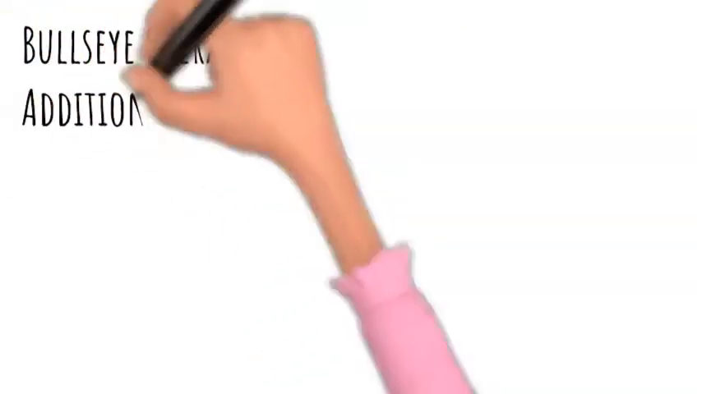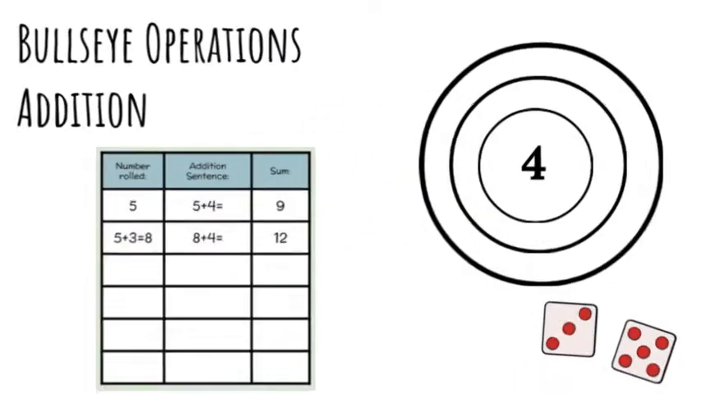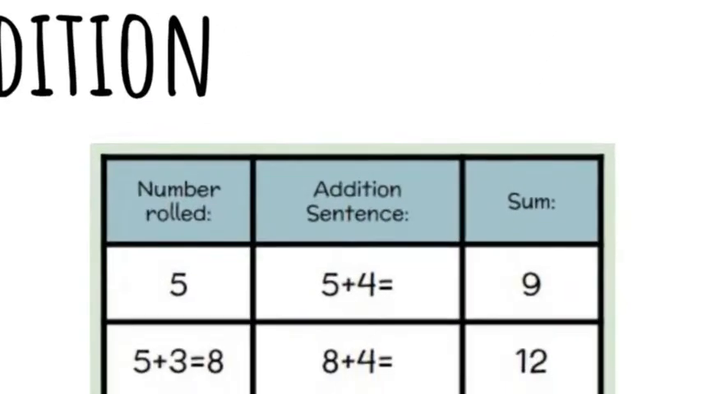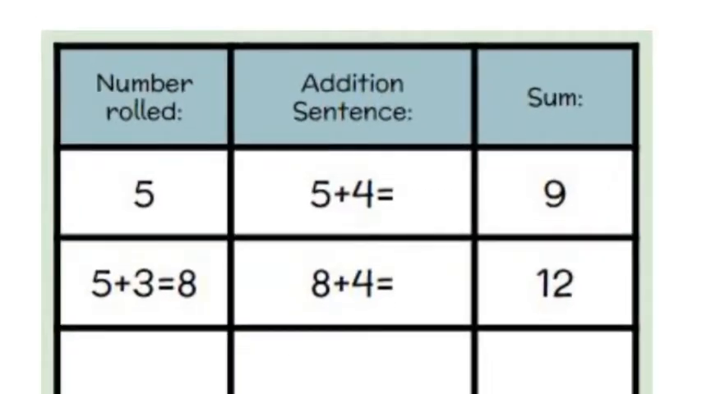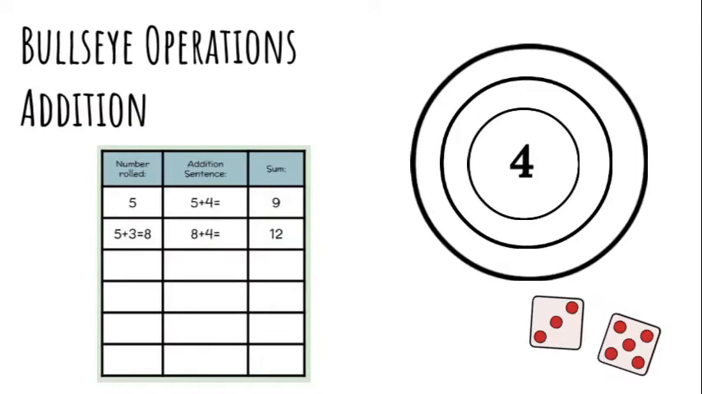Let's look at an addition example. If my bullseye number is 4 and I roll a 5 on my die, I would then write my addition sentence 5 plus 4 and write the sum 9. If I rolled 2 dice, then I would first add my 2 dice to find my dice value. If in this case I rolled a 5 and a 3, I would add those to get my dice value of 8. I would then add them to my bullseye number. So 8 plus 4 is 12. Depending on the grade level you teach, you can also decide on the bullseye number to make sure that students can be successful with this game.